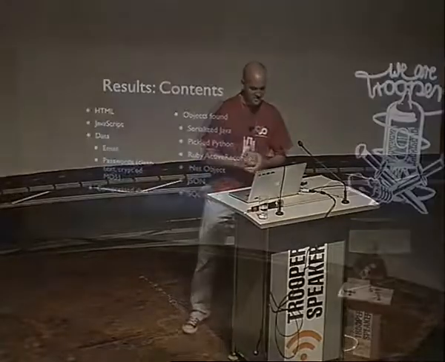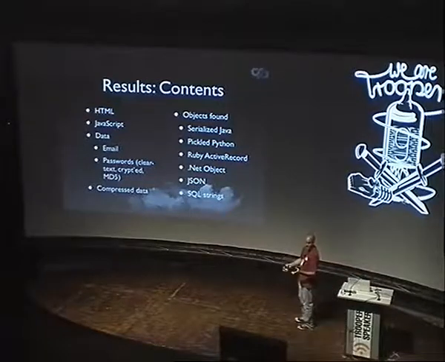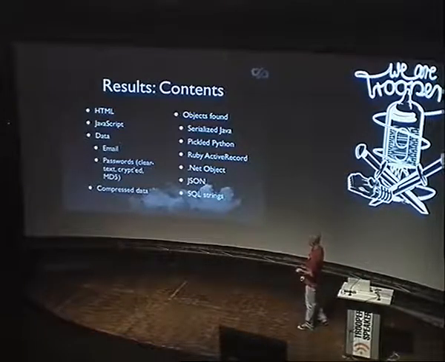So the things that we find in the cache are quite varied, and that's because Memcache allows you to store all sorts of things in the cache. It just takes a byte stream, essentially. And so HTML and all sorts of things associated with that were in the cache. So JavaScript, lots of data, email, passwords, which we'll look at. So clear text, some of them were encrypted, some of them were really poorly hashed. Compressed data. What was sort of interesting was the types of objects that we did find, so away from just HTML. So serialized objects of a wide variety, so Java, Python, Ruby, .NET, and JSON. SQL strings as well were found in some of the caches.